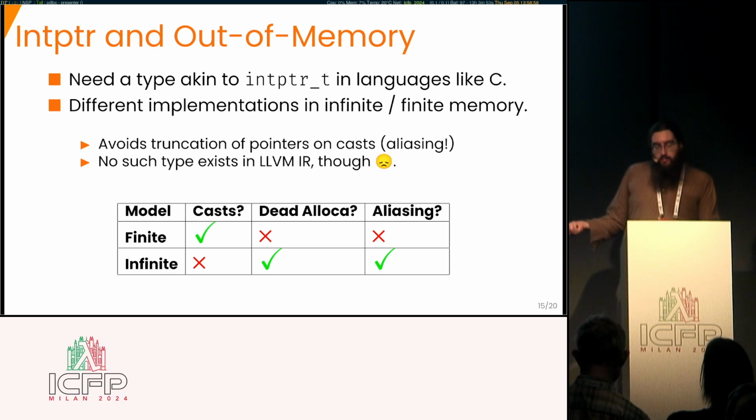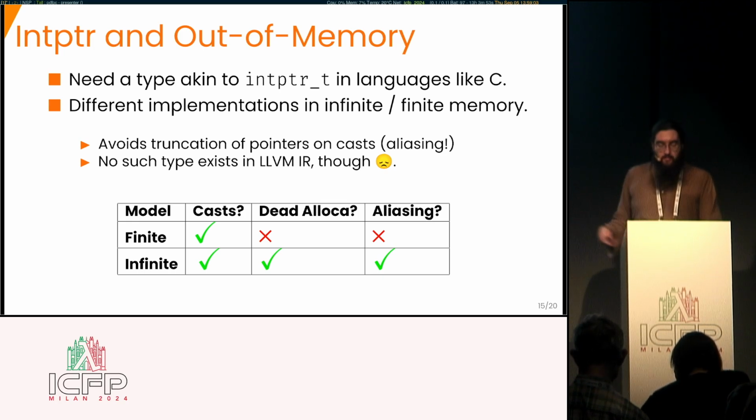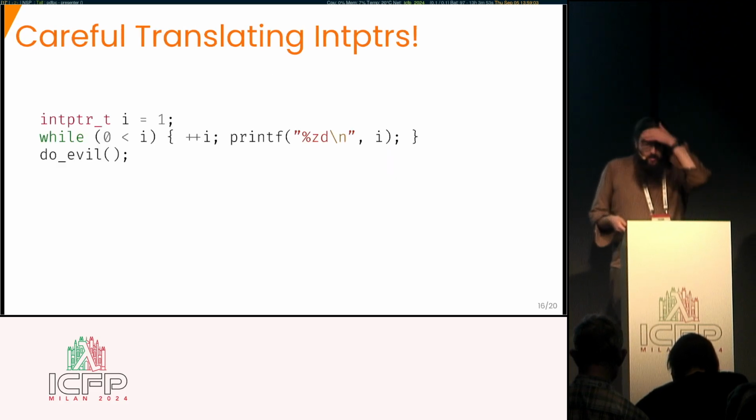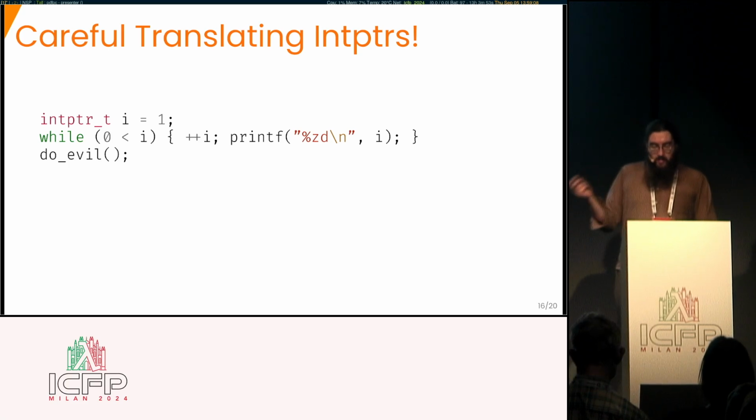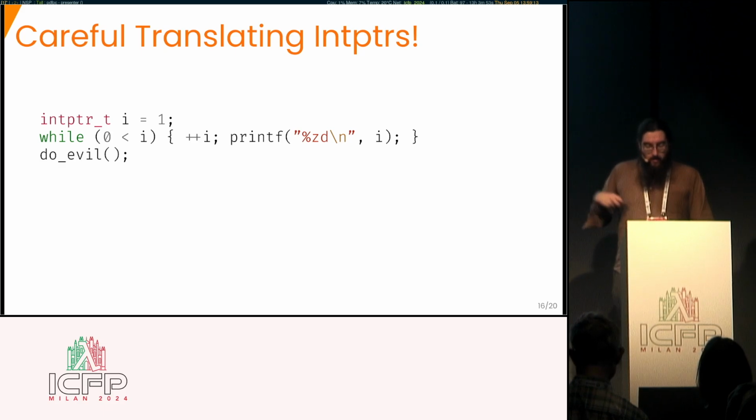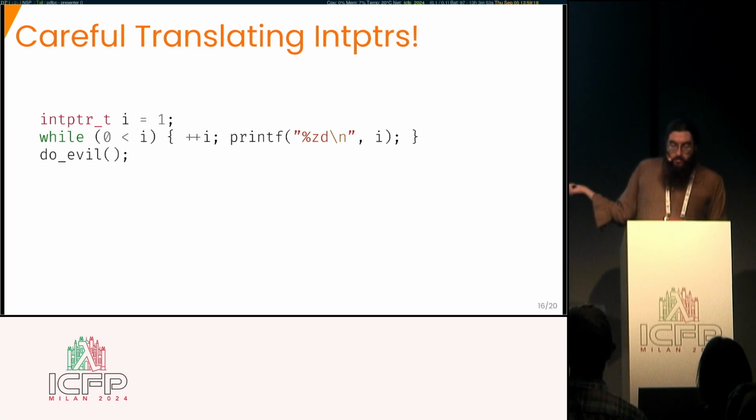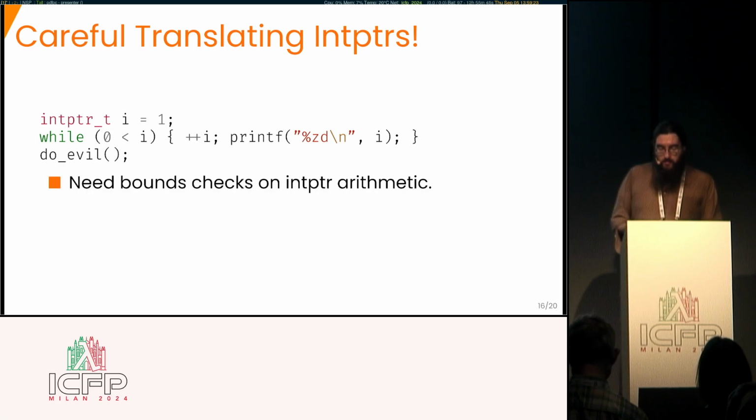This allows us to patch up the issues with casts, easing aliasing concerns and allowing us to perform optimizations even in the presence of these casts. Because the implementation of int pointer differs between infinite and finite models, we have to be careful when translating infinite programs to finite programs. In the infinite world, this program counts up indefinitely, but if the finite int pointer value is allowed to overflow, the loop would terminate, allowing the program to do evil new behaviors.